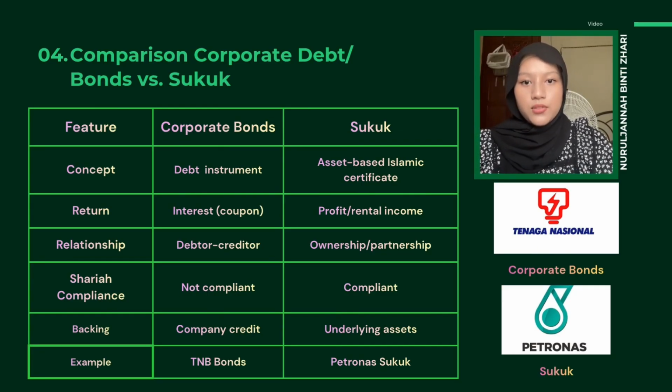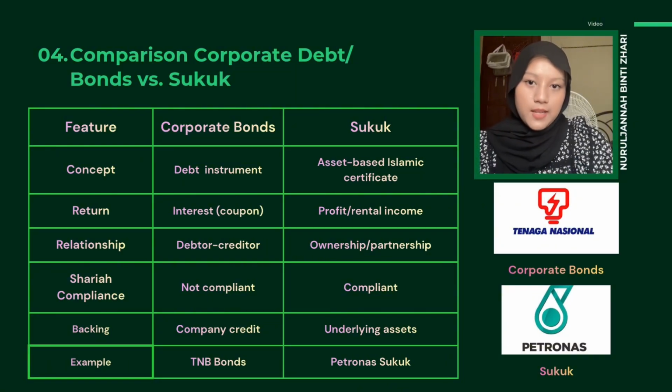In contrast, sukuk are asset-based Islamic certificates that follow Sharia principles. Instead of earning interest, investors gain returns through profit sharing or rental income from underlying assets. Sukuk holders have ownership or partnership rights in those assets, which makes it compliant with Islamic finance rules.